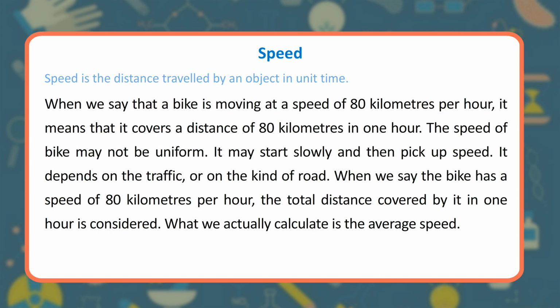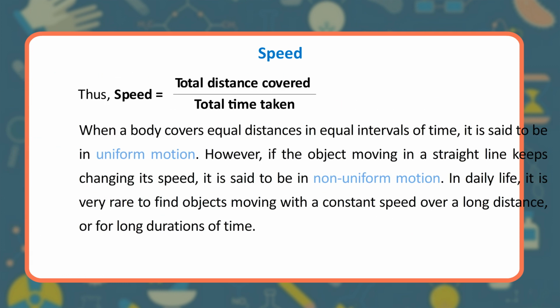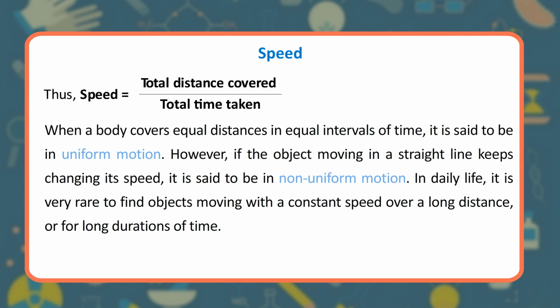When we say the bike has a speed of 80 km per hour, the total distance covered by it in 1 hour is considered. What we actually calculate is the average speed. Thus, speed equals total distance covered divided by total time taken.